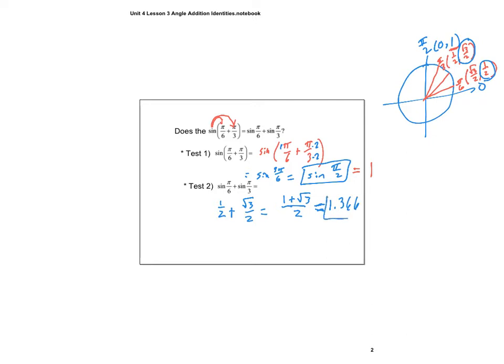So if this is the value for the sine of pi over 6 plus the sine of pi over 3, and this is the value of the sine of pi over 6 plus pi over 3, are they the same? No, they're different. So does the sine of pi over 6 plus pi over 3 equal the sine of pi over 6 plus the sine of pi over 3? No, they do not equal. Can you use the distributive property up there? No, you cannot distribute the sine through.